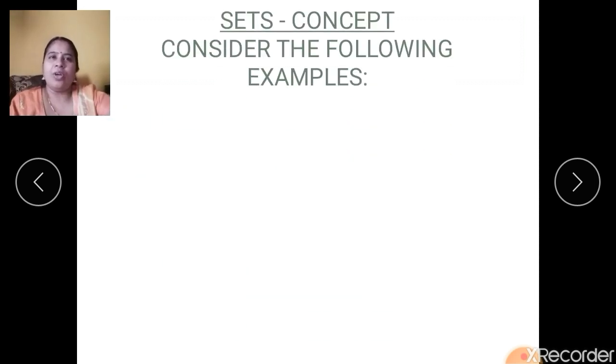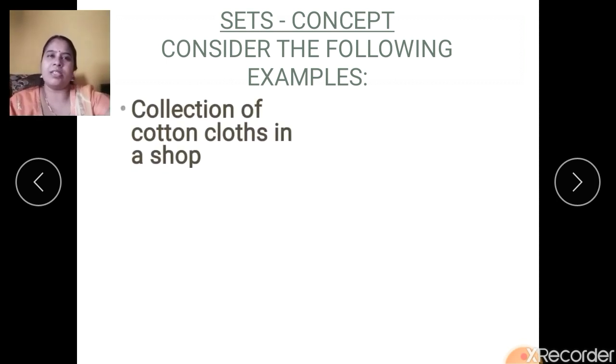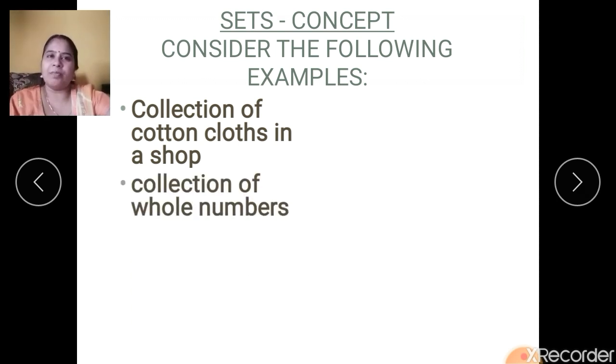To start with, sets. Now for understanding the meaning of this word, let us consider the following examples. The first example, collection of cotton clothes in a shop. This is one of the examples from our day-to-day life. You must be visiting shops, there must be many types of clothes kept in that. I have only selected cotton clothes from that shop. The second example, collection of whole numbers. Now in maths we have learned so many different types of numbers, prime numbers, real numbers, rational numbers. I am selecting it and telling you that I want only whole numbers.